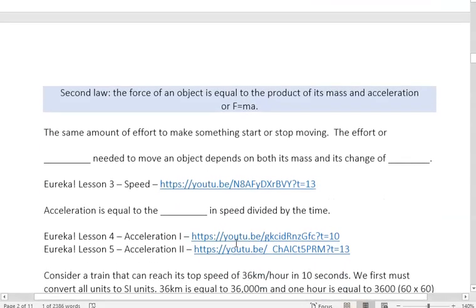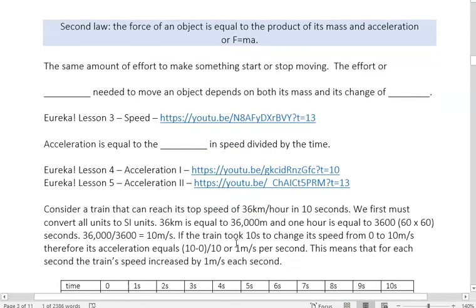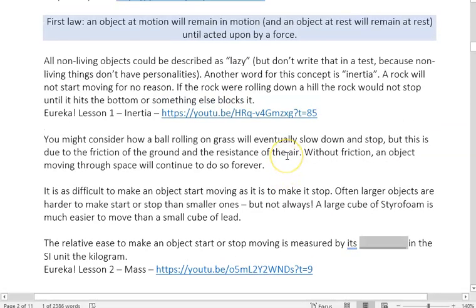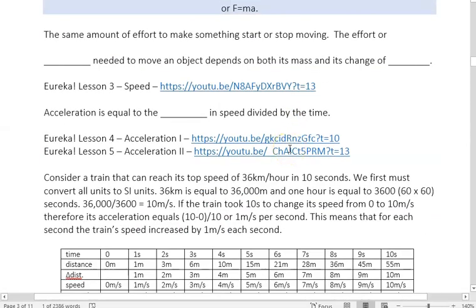I have a song which I can no longer play to this class because the staff room downstairs was complaining that it was getting too loud. But I have a song that goes about weight versus mass. There's a measure of gravity's pull on the object. Weight is the... Do you see what I did there?